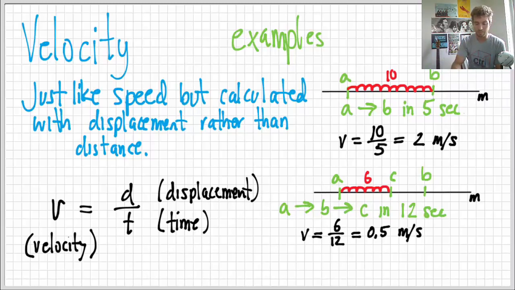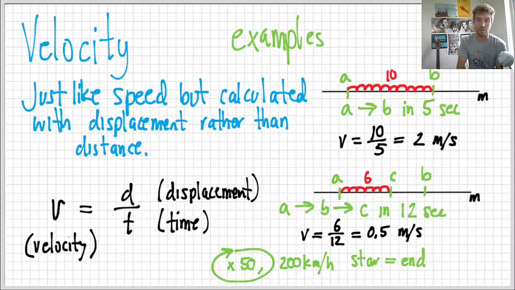How about a race car going 50 laps around a track at 200 kilometers per hour? Well, the start is the same as the finish. So the displacement is 0. So the velocity is 0. And that just highlights the difference between velocity and speed. Speed is your current motion, your movement at any one time, and total distance, whereas displacement is just the difference between the start and the end. If the displacement is 0, the velocity is 0.